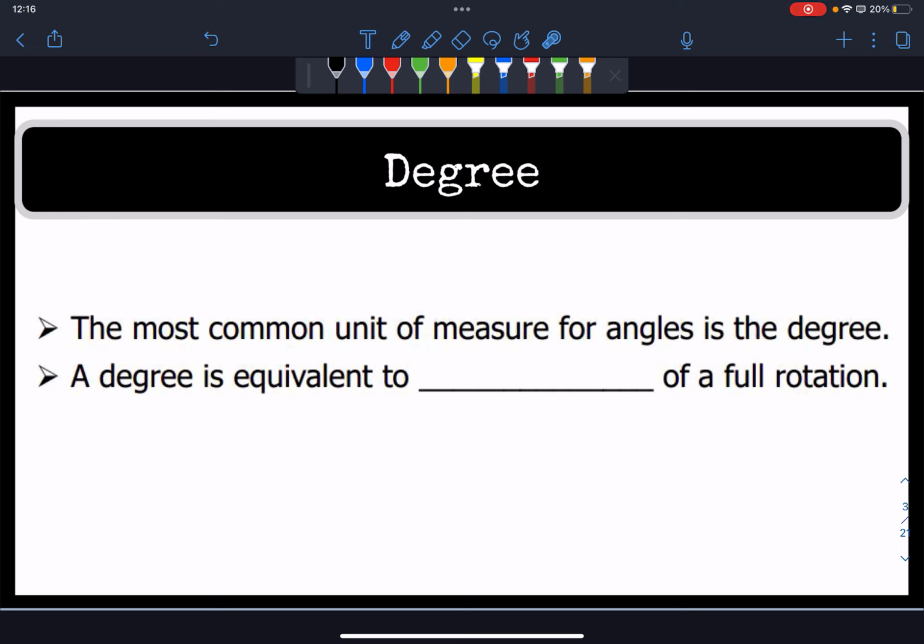Now, the most common unit measurement for angles is degrees. Again, using the notation that right there, degree. Now, a degree is equivalent to 1/360th of a full rotation, meaning that you need 360 of these to make a full rotation, because that's what, again, a circle equals to in terms of degrees, 360 degrees.